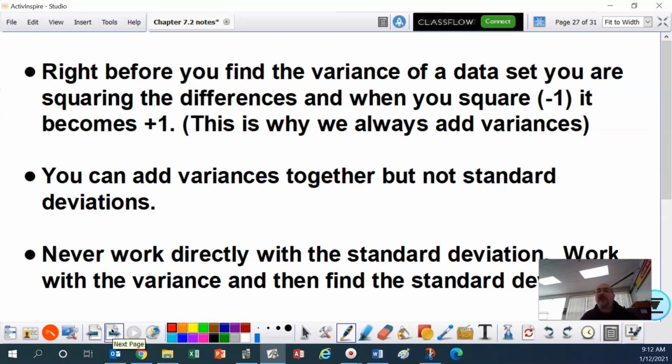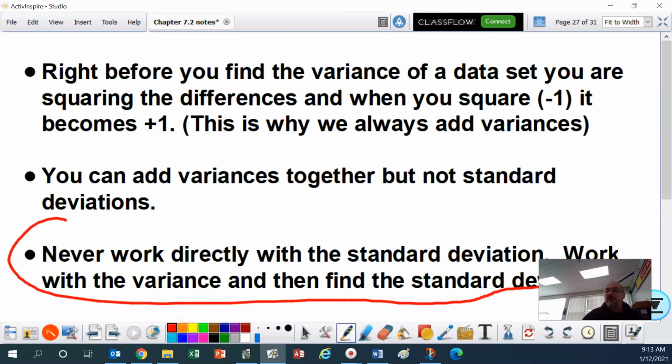Right before you find the variance, this is what I just got done pointing out. Right before you find the variance of a data set, you are squaring the differences, and when we square -1, it becomes +1. This is why we always add variances. You can add variances together, but not standard deviations. Remember, you can never work directly with standard deviations. Work with the variance and then find the standard deviation. I cannot emphasize that enough.